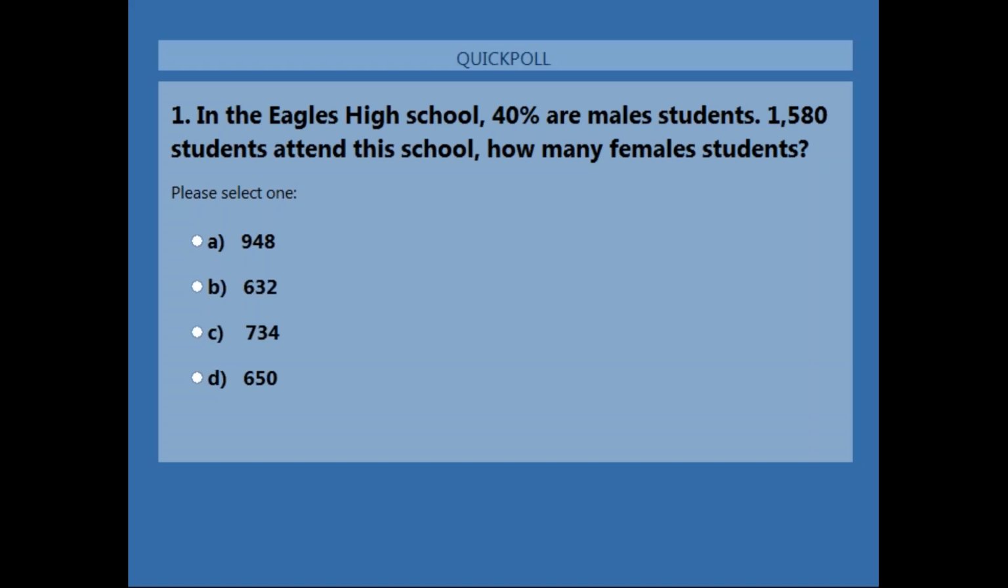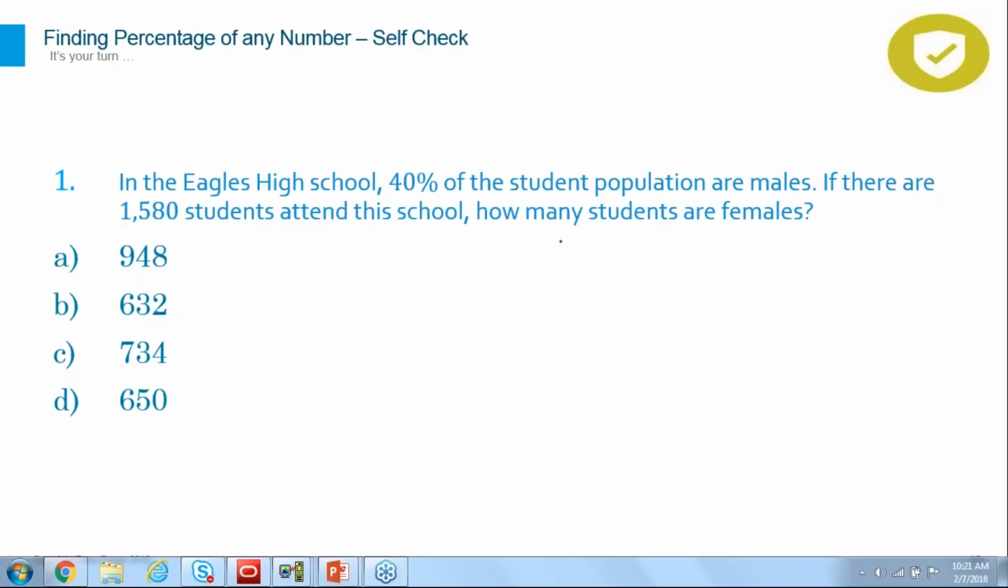Okay, so in this question we need to read it carefully, because sometimes the question is asking about the percentage, but the percentage of what? So let's read the question. In the Eagles High School, 40% of the student population are males. If there are a total of, what I'm understanding, 1,580 students attending the school, how many students are females? So now this question is a trick question. It's asking about the percentage, but not the percentage of the males, the percentage of the females.